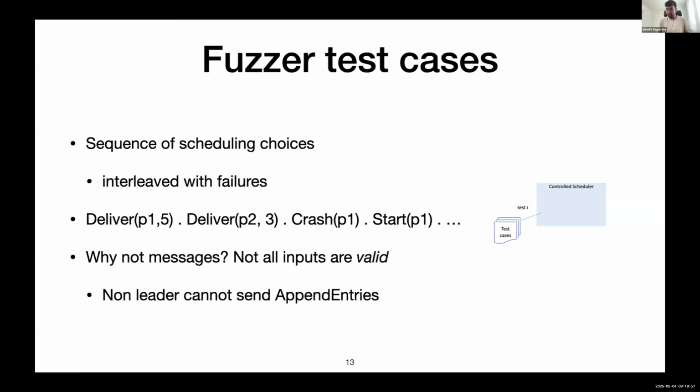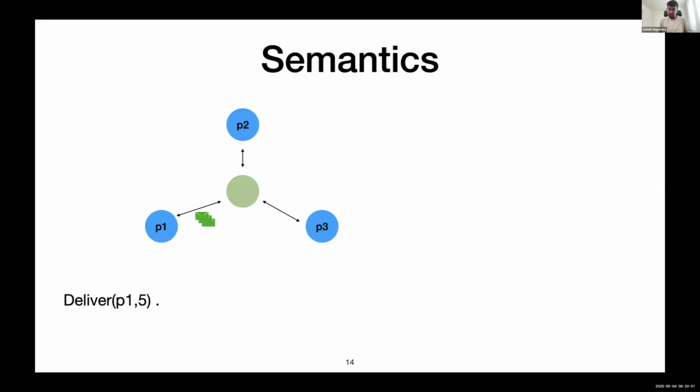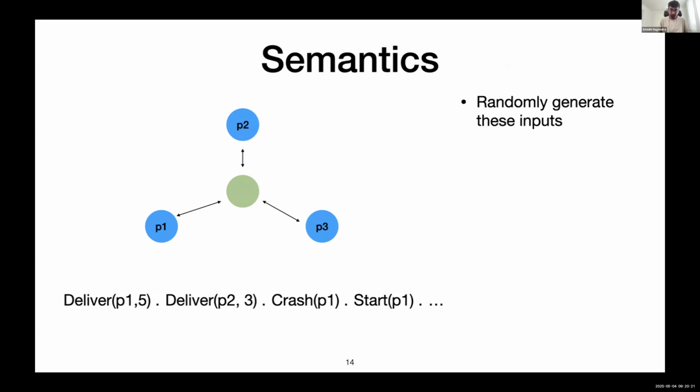So we have a simple definition of a test case, and let's look at how we're going to run this test case. You have a central node that just captures all the messages, and that's all the instrumentation that is needed. Essentially, each process has to talk to the central node instead of talking to each other. So now the central node can say, deliver 5 messages to P1 and 3 messages to P2, crash a process, start it, and so on.